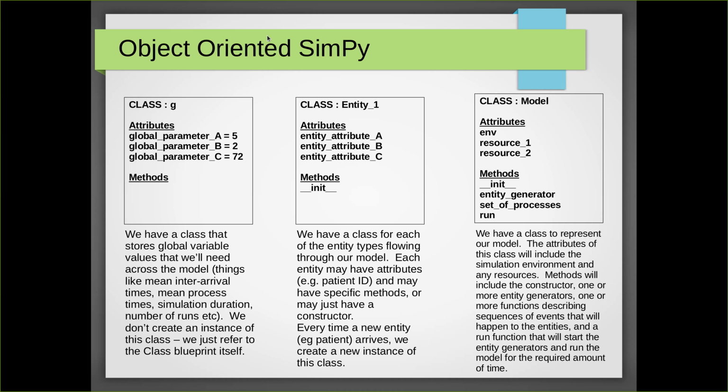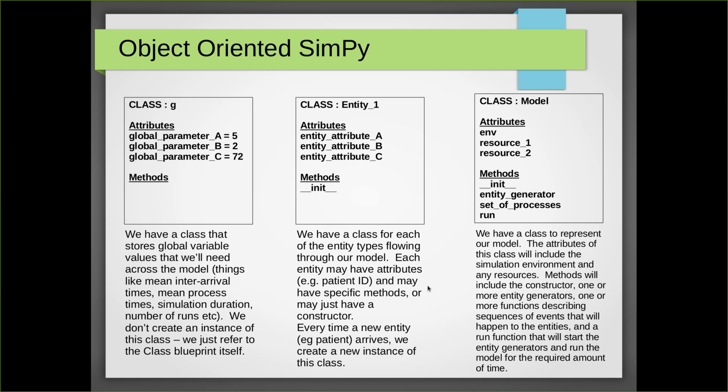So again, it speaks to the key advantage of object-oriented programming, that it allows us to create instances of objects and then call on the attributes and methods of those particular objects. It may also be that our entities have particular methods, but at the very least, they'll have some sort of constructor that will essentially assemble all the default attributes for us. So we've got a class representing our global parameters, all the parameter values that we'll need to refer to across all points of the model. And we'll also have a class for each type of entity that we want flowing through our model.